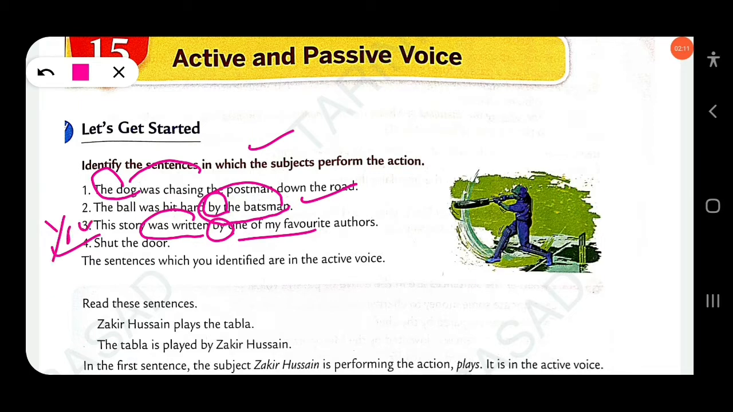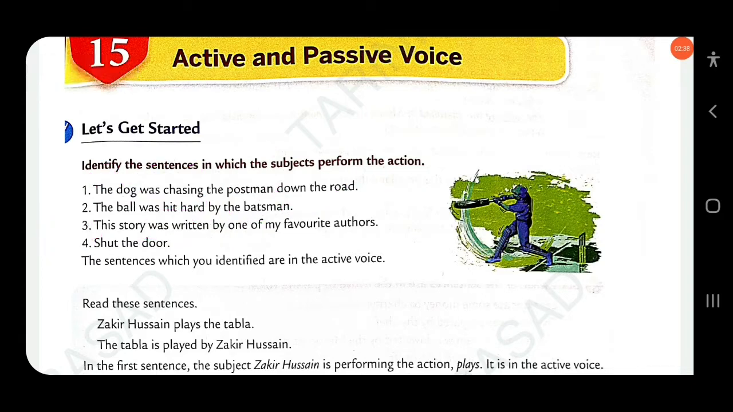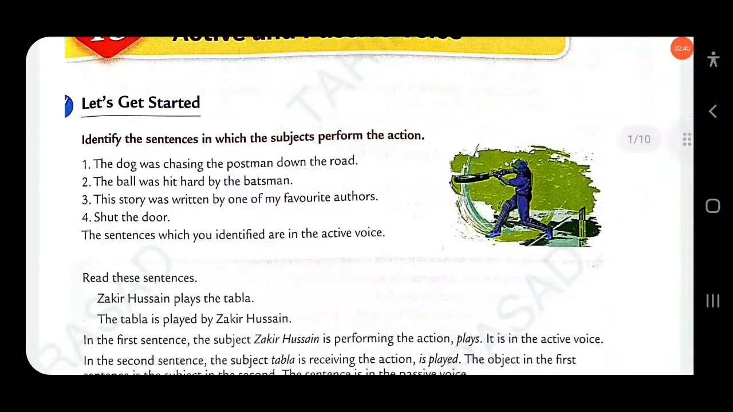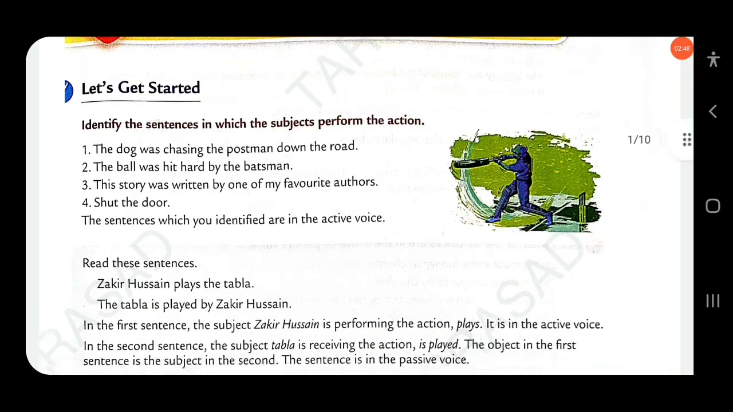So in the above examples, 1, 2, 3, 4, we find that sentence number 1 and number 4 are written in active voice, because here the subject performs the action. And in the other two sentences, by the batsman and by one of my favorite authors, the subject receives the action. Clear? So sentences 1 and 4 are written in active voice, and the second and third are written in passive voice.